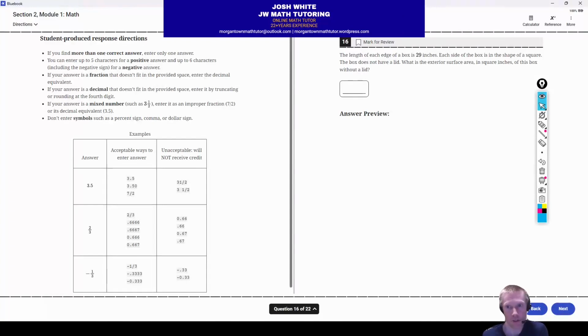All right, next up we have question number 16. We have a box, and we know that basically the length of each edge is 29. We also know it's in the shape of a square, and they want to know the surface area. So basically, if you think about the picture, essentially what we're saying is this is 29, this is 29, this is 29.